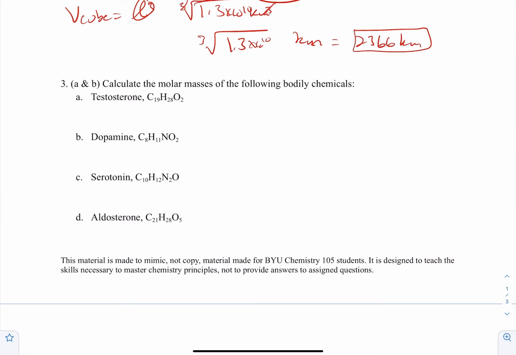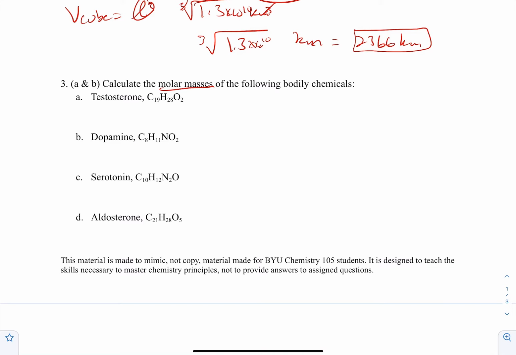Calculate the molar masses of the following bodily chemicals. Molar means how many grams it takes to get 1 mole of this stuff. And in order to do that, all you have to do is add up each component of the molecule, the elements that compose it, and add up the total molar masses from each individual element.